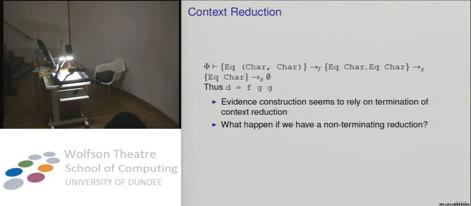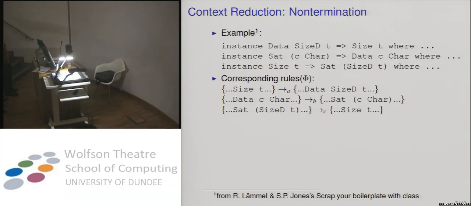So now the question is, what happens if we have a non-terminating reduction process? How would we deal with that situation? This example is from Läufer and Peyton Jones' paper, where they had this class. They had to define these three instance clauses. I take out all the methods because we don't want to take the methods into account.